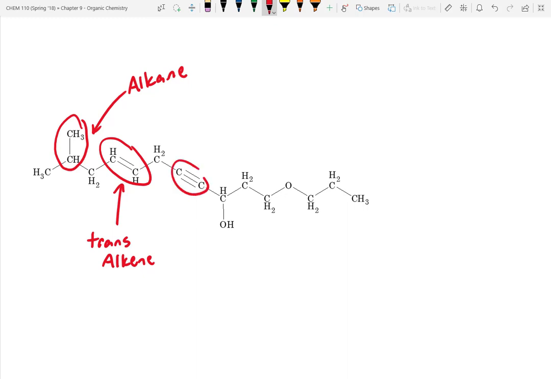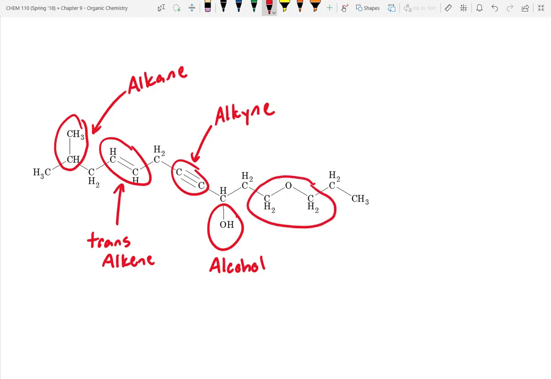And then down here, what is this? Alkyne. And what about this? Alcohol. So it depends. We're not going to get into the nitty-gritty, but it can be called a hydroxy group, but most people call it an alcohol. Yep. And then over here, we've got one more functional group. It's an oxygen in between two carbons. So what would that be? Ether.